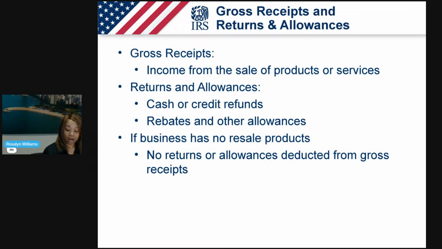Gross receipts are the income that a business receives from the sale of its products or services. Returns and allowances include cash or credit refunds you make to customers, rebates and other allowances off the actual sale price. Individuals who don't make or buy products for resale as part of their business don't have returns or allowances to deduct from gross receipts.